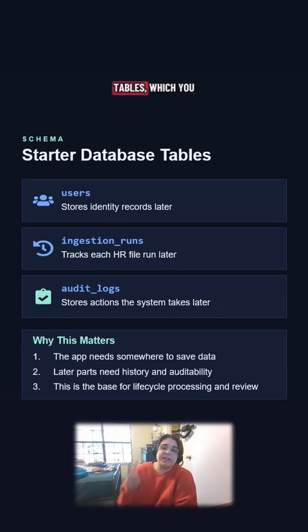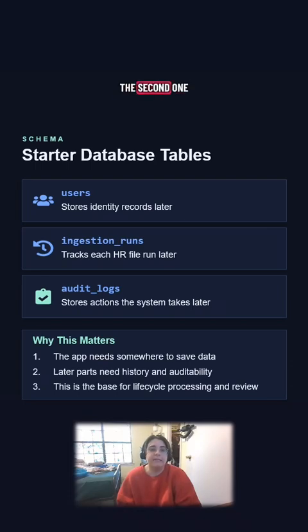It creates 3 tables, which you can see listed on the screen. And each one has a specific job inside the system, basically. The first one is called users, and that is where the actual employee records will live once we start processing HR data. It is the main table in the whole project, and right now it is sitting completely empty, which is what we want.